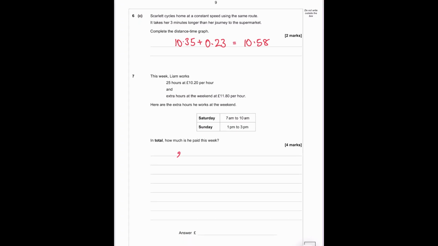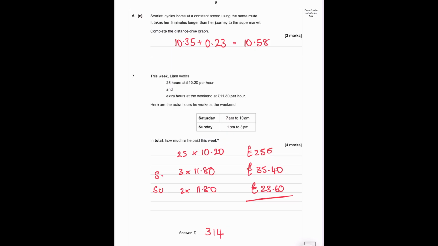So he's done 25 hours at £10.20, so that totals £255. On Saturday, he did 3 times £11.80, 3 hours overtime, so that gave him £35.40. On Sunday, he did 2 hours at £11.80, which gives us £23.60. If we add all those together, it gives us a total of £314.